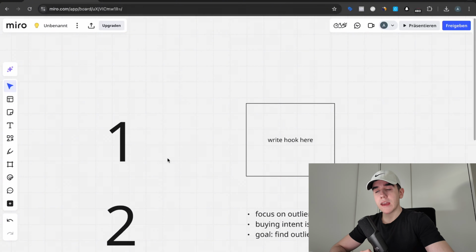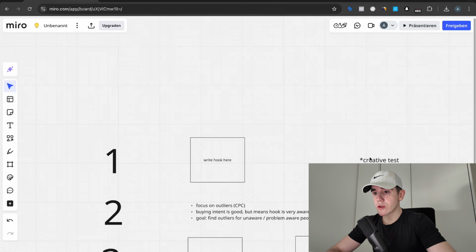Because if you don't do that, if you just go to ChatGPT and say write 20 hooks for this product, it's not going to work, and your hit rates are going to be terrible. This is the reason. Honestly, you just need to put in more work. You just need to feed the AI with the right information. That is actually good. And then this is already where the first creative test happens.